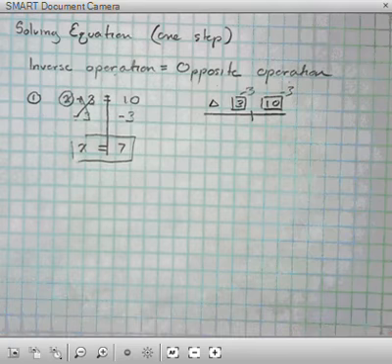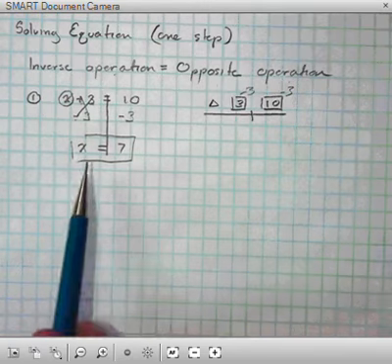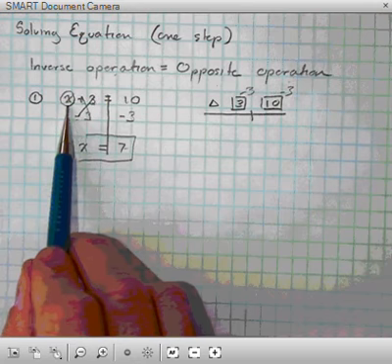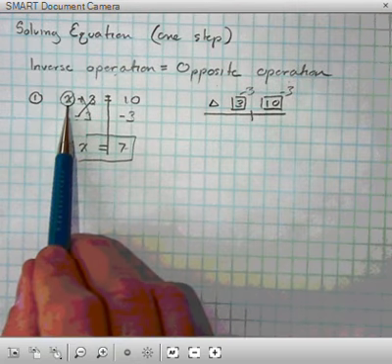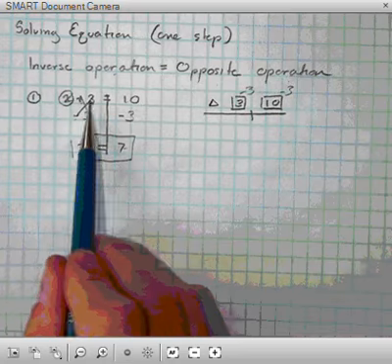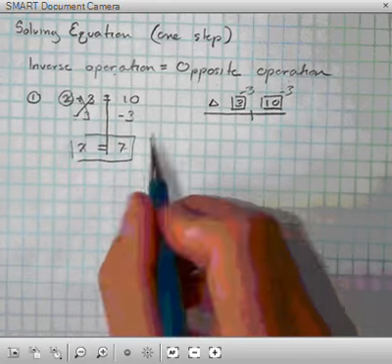Now the best part about algebra is you always know if you got the answer right, because you can always plug this back into your original equation. In the hands-on equations, it was called a check. So I'm saying that that's our 7. 7 plus 3 gives me 10, so I know that it's right.